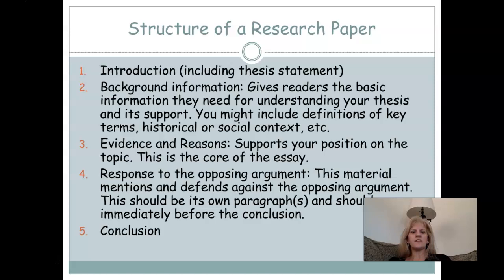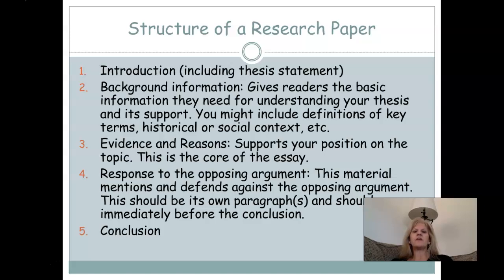So evidence and reasons, those are going to be your main body paragraphs. Remember, you're going to have at least one paragraph per main idea or reason and give evidence, give specific examples. That's going to be the heart of your essay, or those body paragraphs. You're going to have a response to the opposing argument. I'll often call it a counter-argument paragraph or a naysayer. You do have to have a paragraph that kind of goes against you. This is why you have to have a debatable topic.